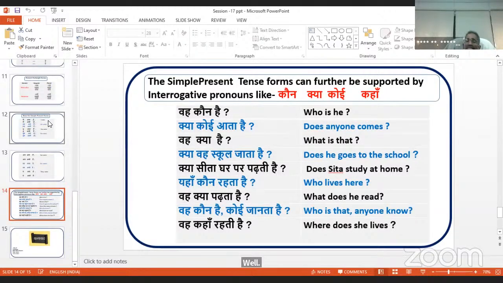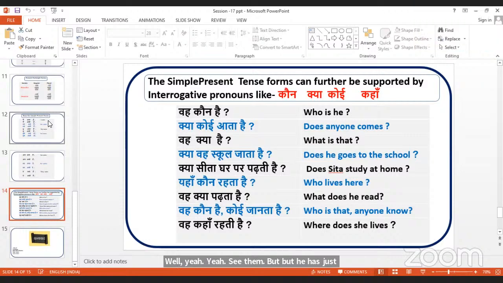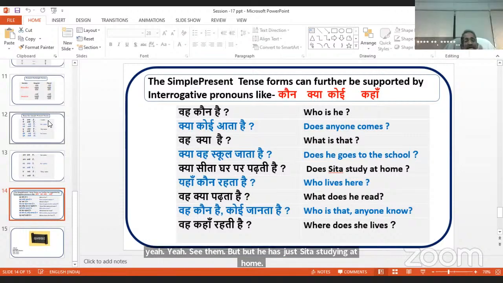क्या सीता घर पर पढ़ती है? Does सीता study at home? क्या, घर पर. Actually our sentence is सीता पढ़ती है.